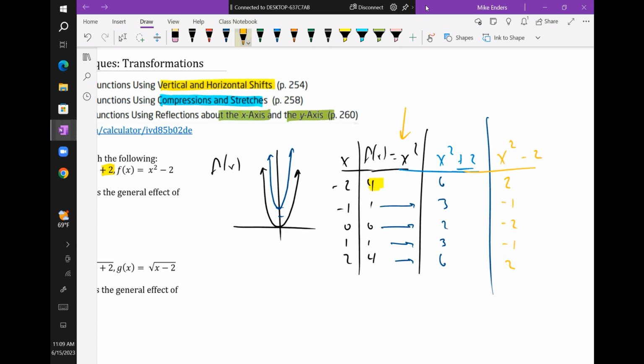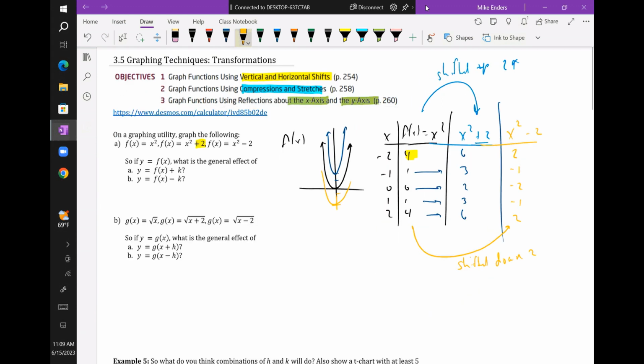So it looks like all of these y values end up getting shifted down 2 spaces, whereas in the plus 2 case they ended up getting shifted up 2 places. So that's the general idea that we think should happen as we go through these. Let's go ahead and take a look at Desmos and see what actually does happen.